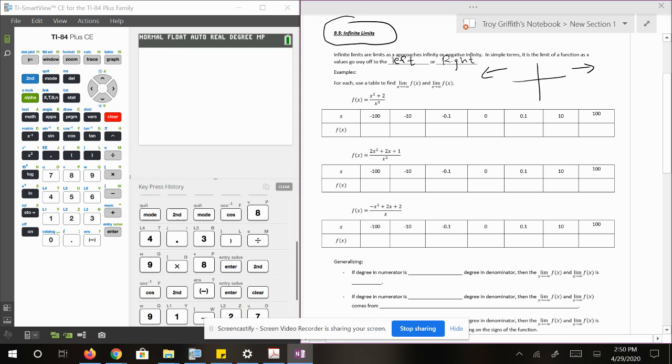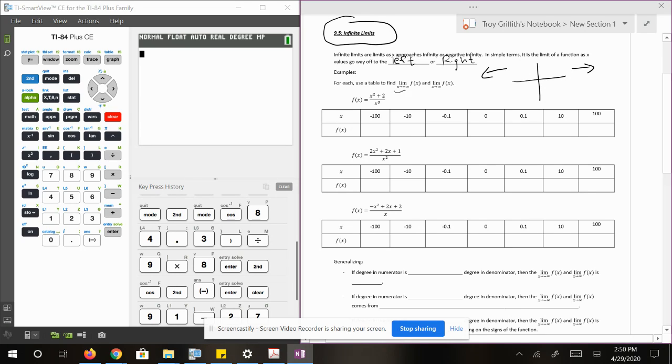Now, there are some really simple rules that you can follow when you're doing these, but what I would like to do instead of just giving you the rules is allow us to see them ourselves together as a class. So I came up with 3 different functions here, and we're going to use a table for each one of these to find the limit as x approaches negative infinity and the limit as x approaches positive infinity for the function.